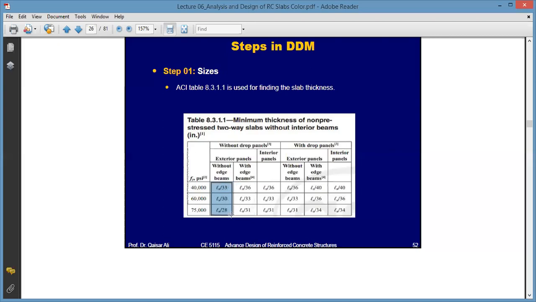Similarly, for the case when there is a drop panel, for the interior panels the thicknesses will be equal to these formulas. And for the exterior panel, if you have no edge beam, this will be the thickness. If you have an edge beam, this will be the thickness. I hope this table is clear. This table is for the slab thicknesses, both with and without drop panel, and also for the exterior and interior panels.